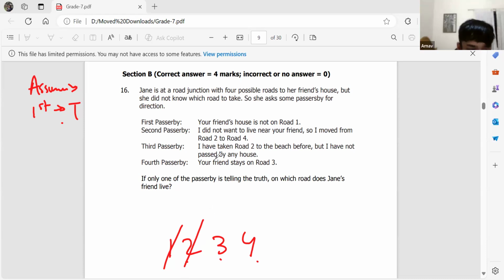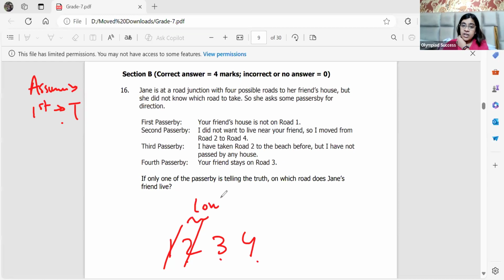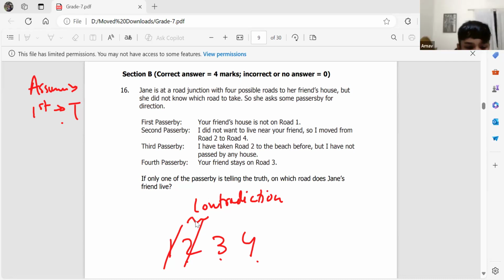Now, the third person is saying, I have taken the road to number 2 and I have not passed by any house. That means it can be the house. So, here is the contradiction, Arnav. The moment you come across any contradiction, you will just stop right there. You will know that your assumption is not correct, that the first person is saying the truth. Do you get that? Yes, ma'am. Understood.